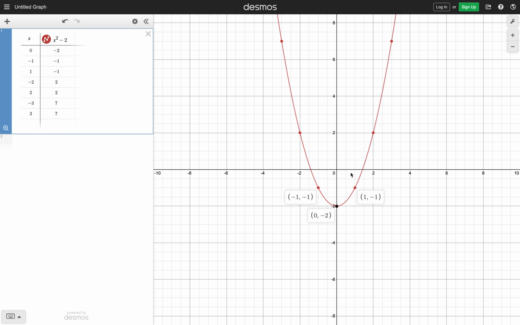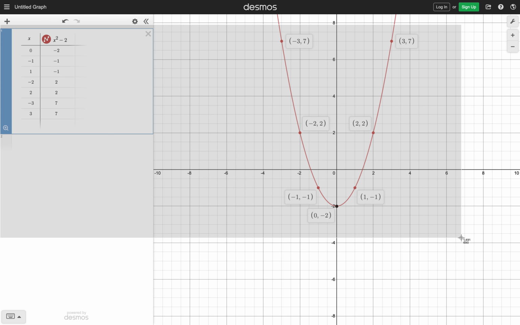Okay, so you have 1, -1, -1, -1. Got 2, 2, -2, 2. Then you had the opposite sign inputs at 3 and -3, and guess what? You got the same output or same y value. Both of these end up at 7. So x squared minus 2, or y is equal to x squared minus 2, that is going to be a case of what we have with an even function.